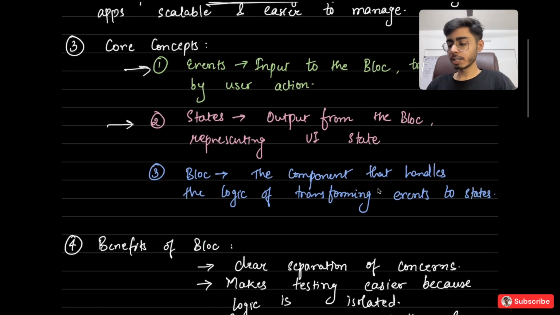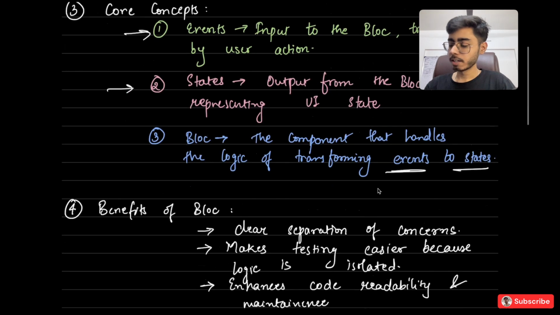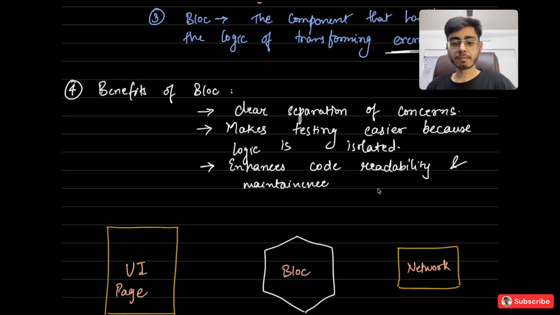So bloc, we have three components: event, state, and the bloc, the main logical component, which takes the event and emits the state. The component that handles the logic of transforming events to states. As simple as that. Events to states, that's the main work of the bloc. Okay, what are the benefits of bloc?